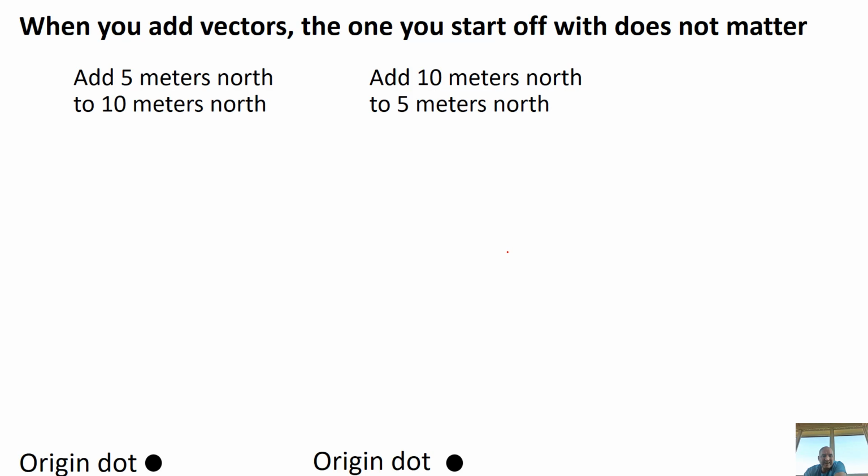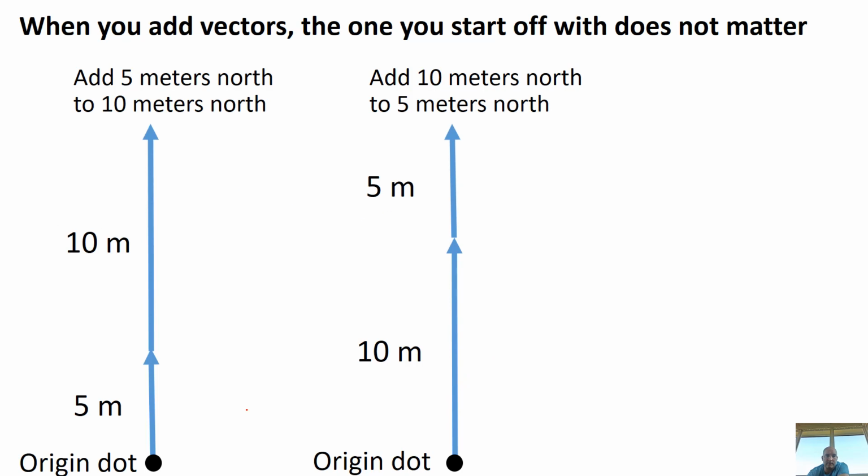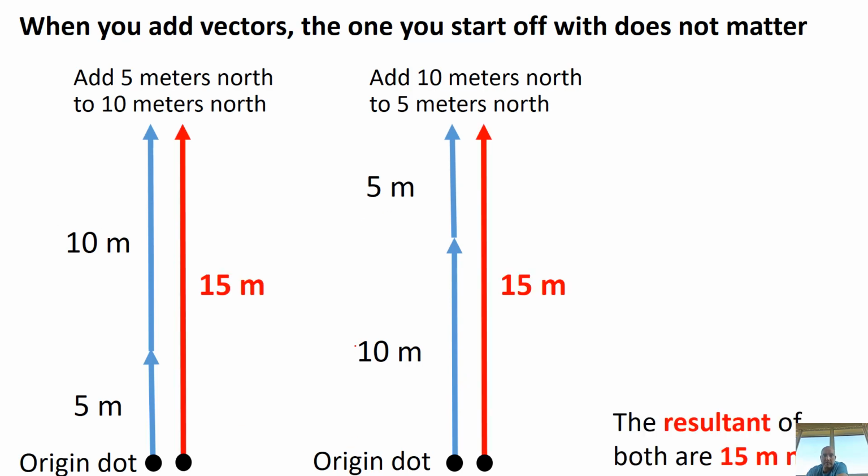Another thing to note is don't get over concerned with which vector you add first. I always want you to add the first one you see first, because I want you to be able to check your work with my work. But we're going to have the same end answer no matter what you do. Here, I put the 5 meters first on this side, and I put the 10 meters first on that side. And then I added the second one. If you take a look at the resultants, they're both going to be the same. They're both going to be 15 meters north. It didn't matter which one I did first, which one I did second. When we added them together, it ended up being the same answer.